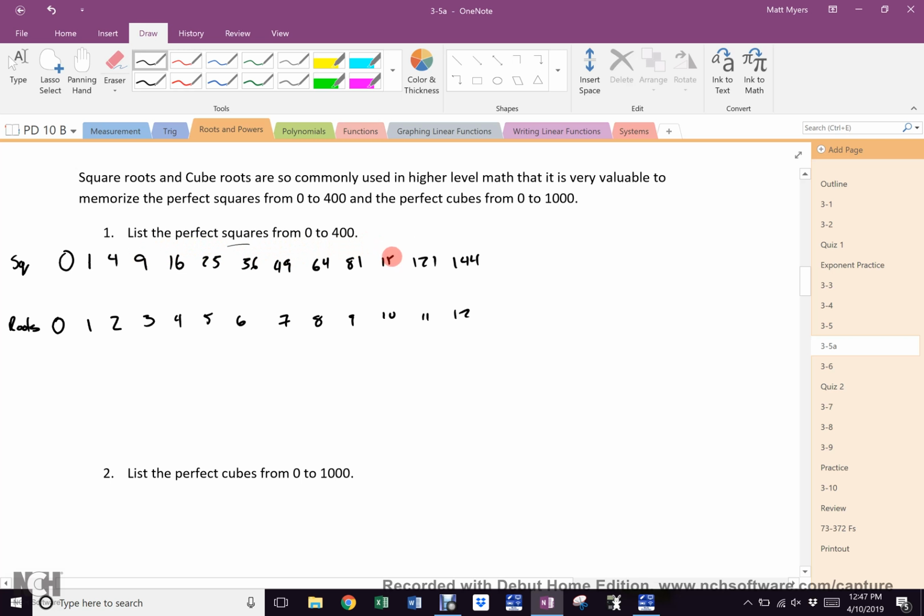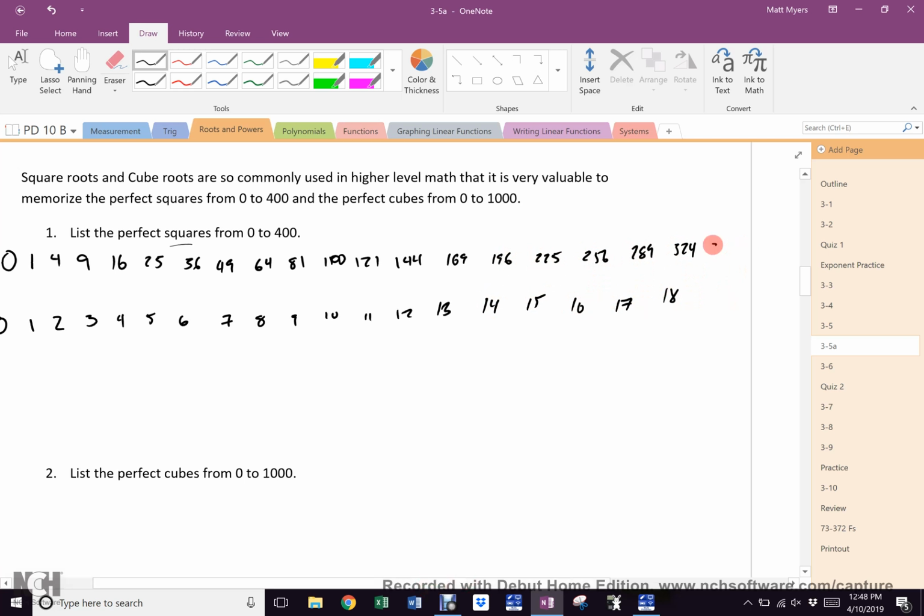oh, that's 100. Then 19, then 21, then 23. So what would I add here? 25, 169. Then what would I add? 27, 196. Then what would I add? 29 to get 225. Then 31 to get 256. Then 33 to get 289. Then 35 to get 324. Then 37 to get 361. And then 39 to get 400.